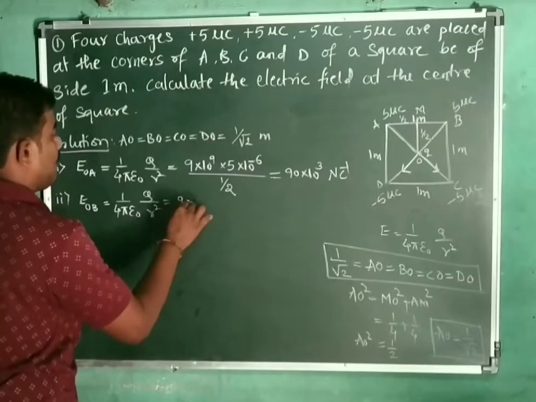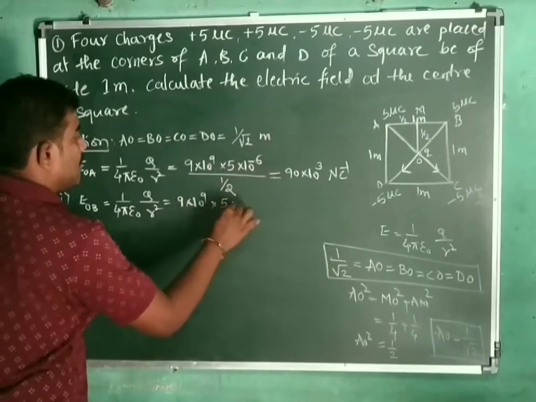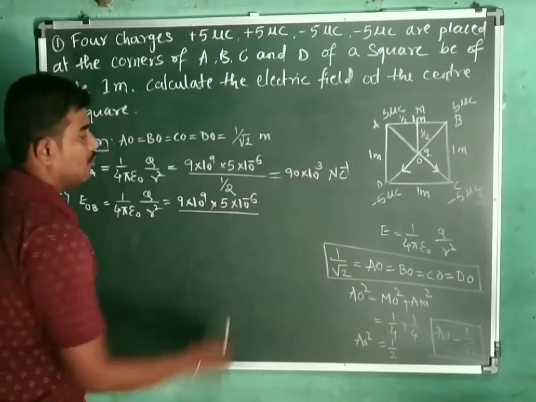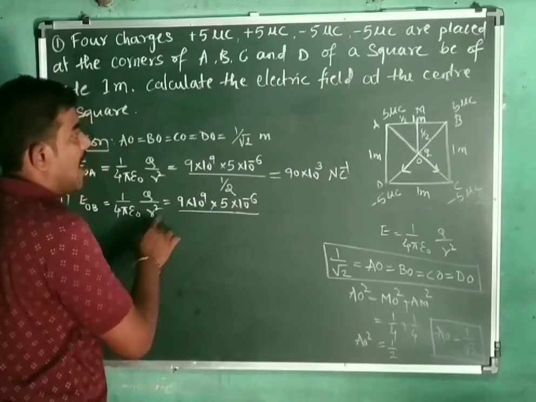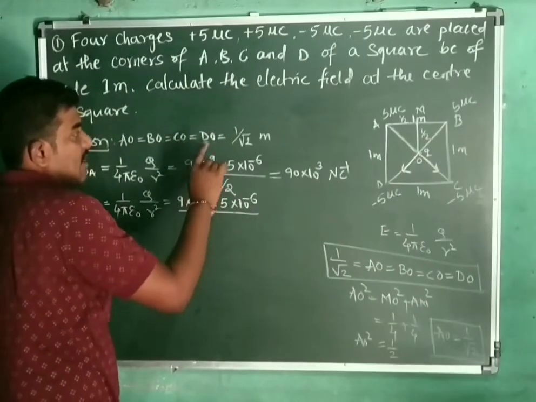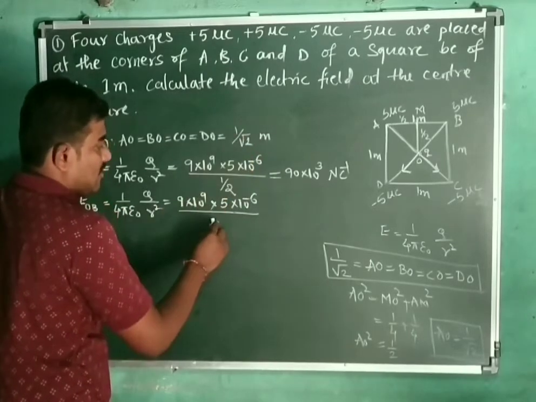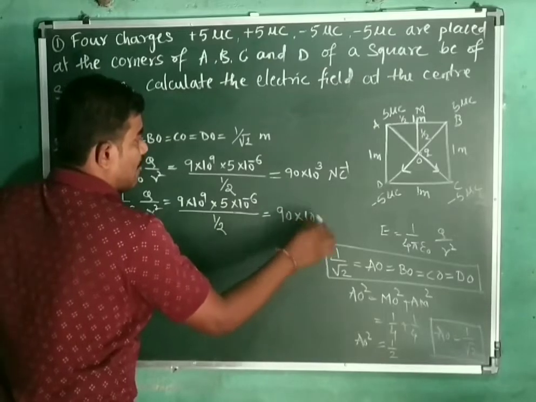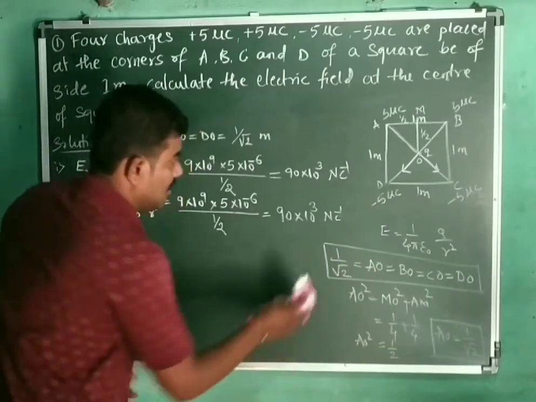Once again 1 divided by 4 pi epsilon naught is 9 into 10 to the power 9, and the Q value is 5 into 10 to the power minus 6. Because it is microcoulomb, we are supposed to convert it into 10 to the power minus 6 because micro means 10 to the power minus 6. And R value means BO distance. Once again BO distance is 1 by root 2. If I square it, the square and square root cancel. What is remaining? 1 by 2 is remaining. Therefore, it is once again 90 into 10 to the power 3 Newton per Coulomb.